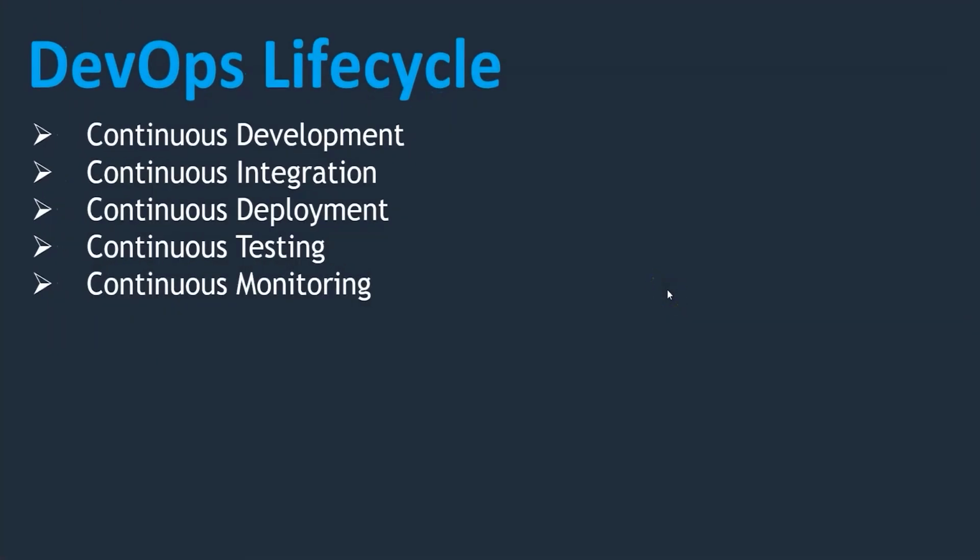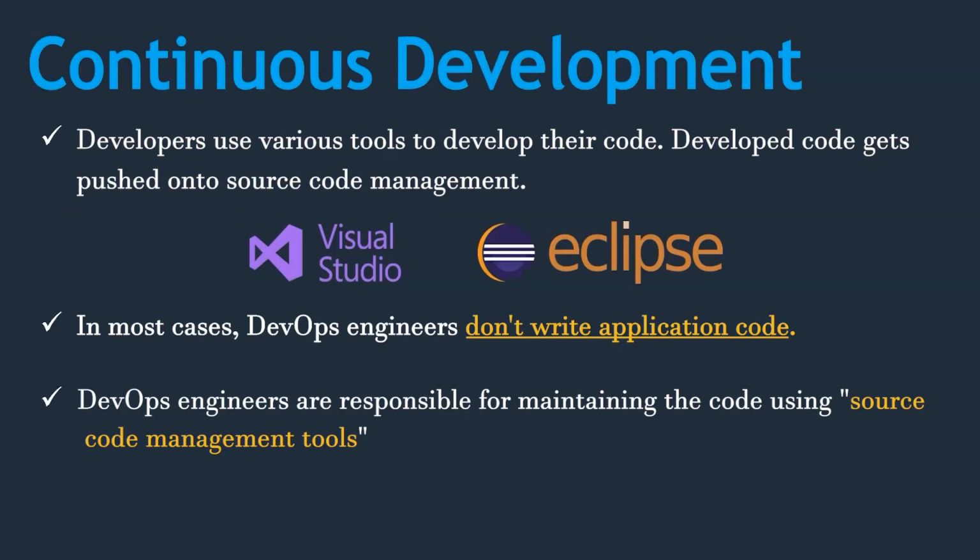Before looking at the tools, first let's see what the steps in the DevOps lifecycle are. In DevOps, there is continuous development, continuous integration, continuous deployment, continuous testing, and continuous monitoring. These are the 5 steps involved in the DevOps lifecycle. Now we'll see what tools we cover in this lifecycle.